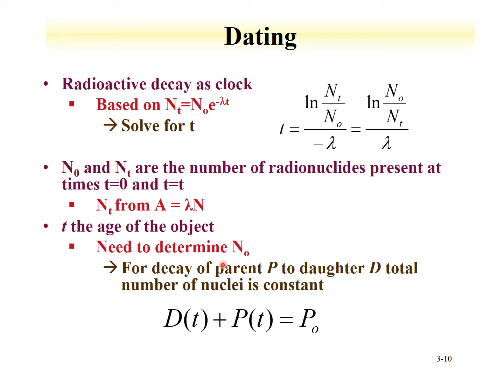And what we can say is that, well, the decay of the parent to the daughter is constant, right? And let's just say the total amount of daughter plus the total amount of parent at time t is equal to the initial amount of parent. And all we're saying is that we can determine the amount of the parent, so this N naught value, based upon what we measure currently for the amount of daughter and the amount of parent present.